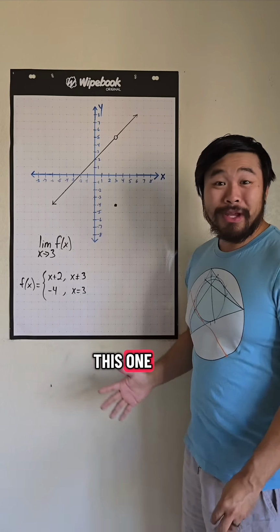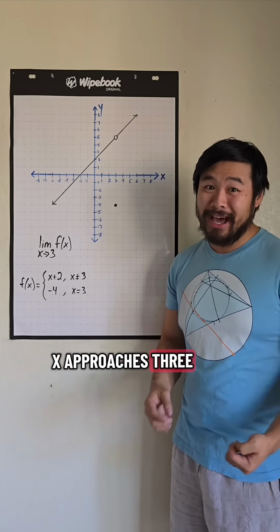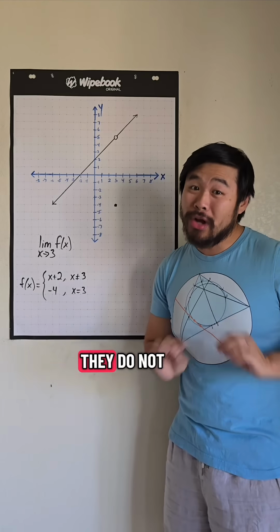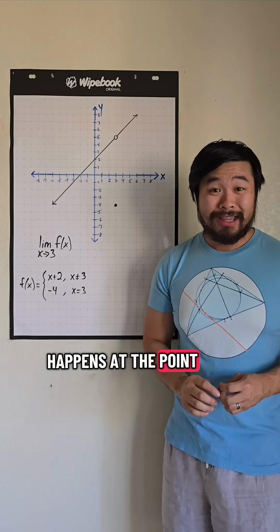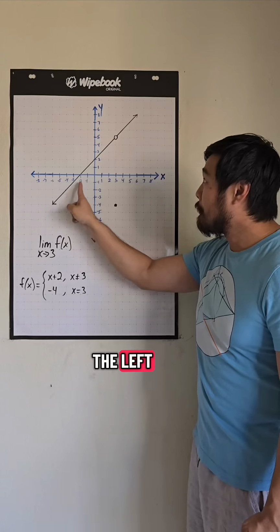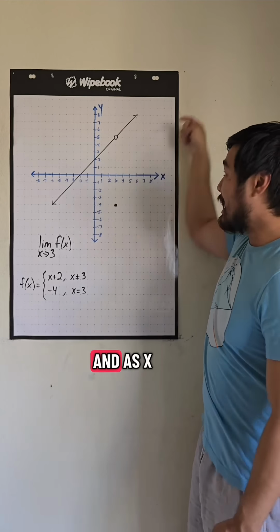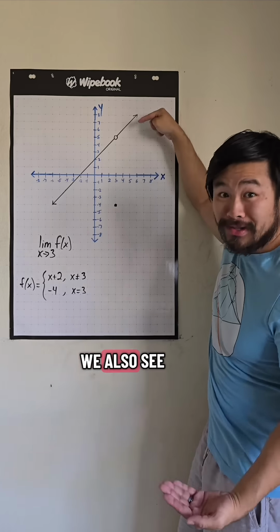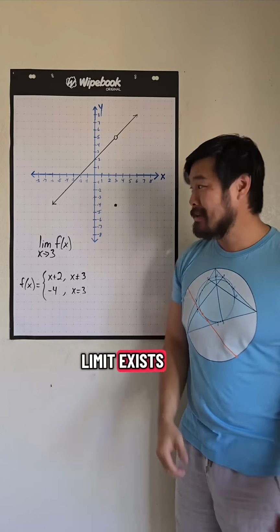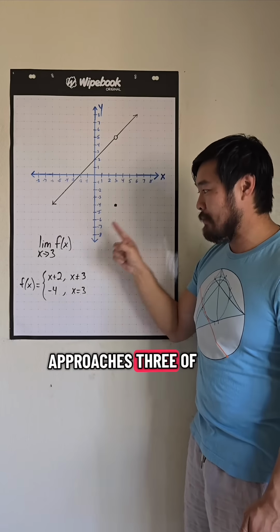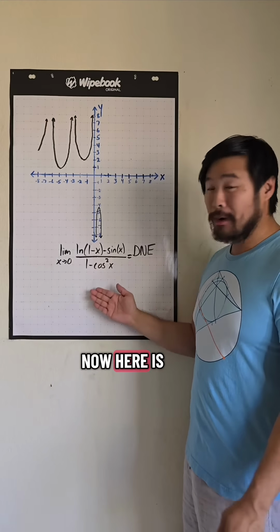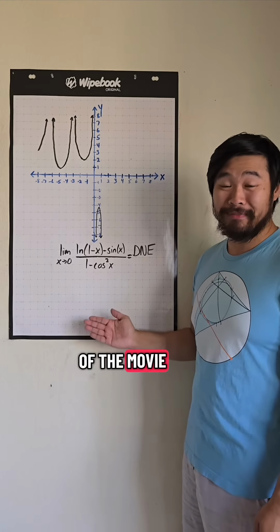Now, what about this one? We're looking for the limit as x approaches 3 of f of x, where we have a point discontinuity. Now, with limits, they do not care about what happens at the point. They care about what happens near the point. So as x approaches 3 from the left, we see that we're approaching 5. And as x approaches 3 from the right, we also see that we're approaching 5. So their limits match, so the limit exists. We say the limit as x approaches 3 of f of x, where f of x is defined like this, is 5.